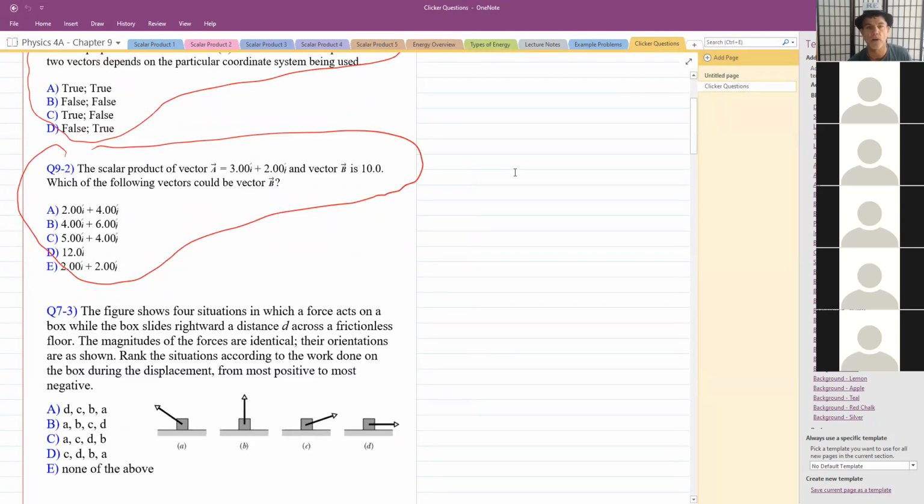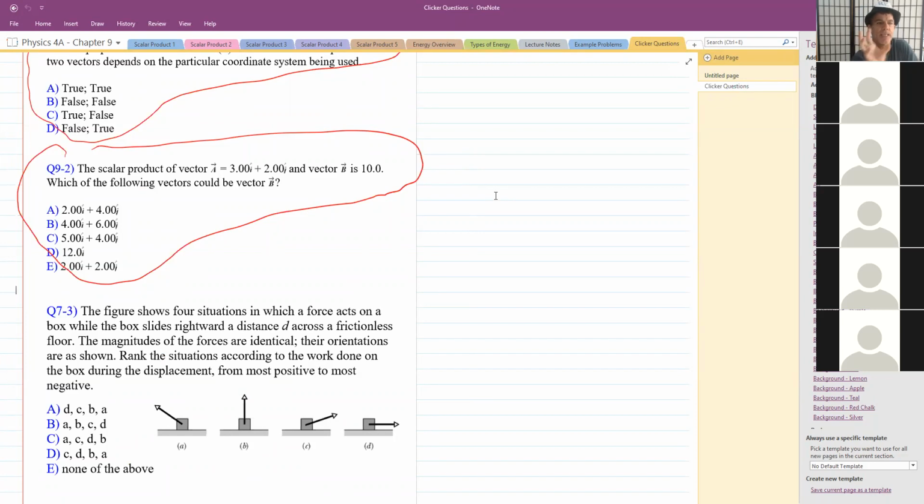Oh, you could, there are different possibilities that you could arrange so that they will give you a vector product of 10. Oh, wait, let me think. Is there an infinite number? Yeah, because it's just a 2-variable equation.